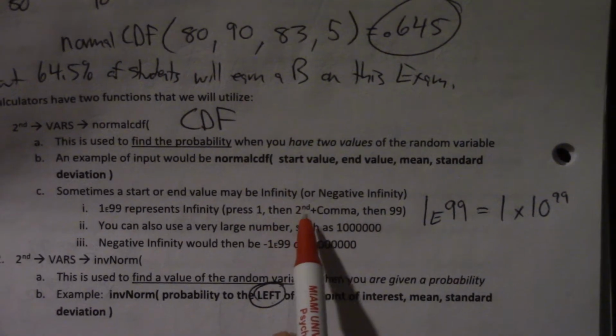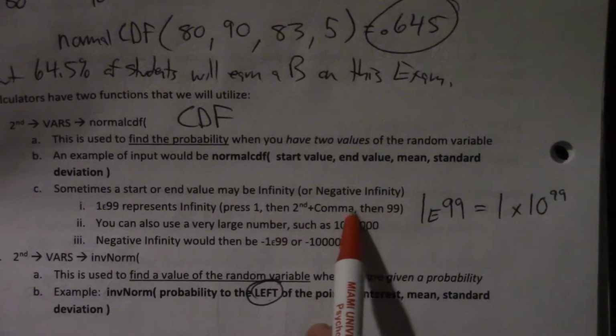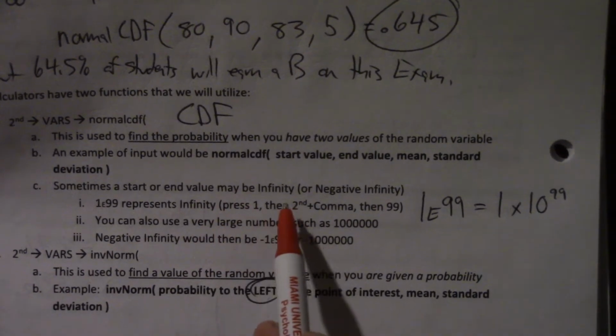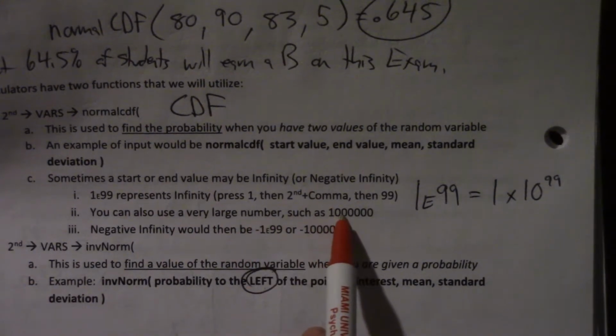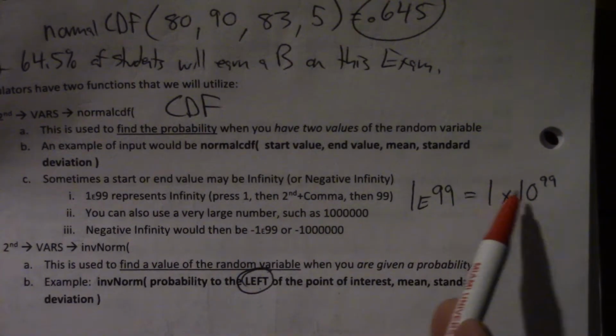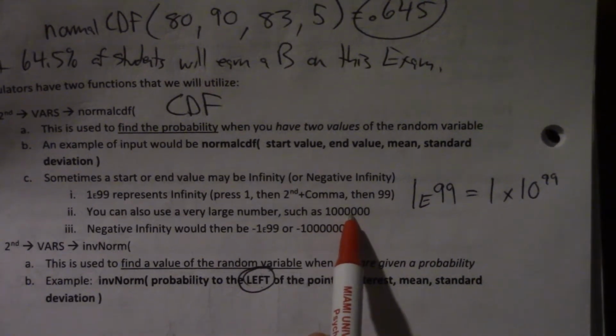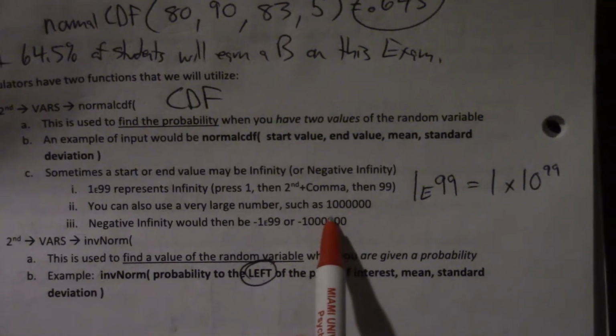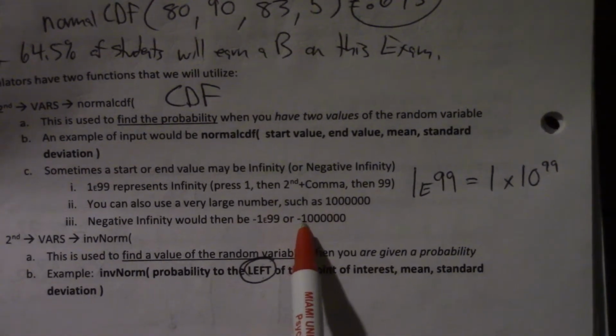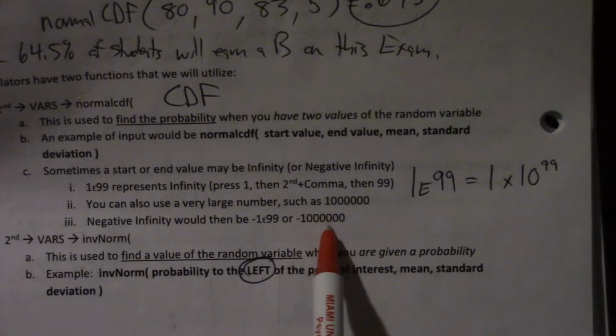Okay. So I give you some instructions to enter the E, but my suggestion is just use a really big number. You don't have to have 99 zeros, just put in a bunch of zeros. If you wanted a negative infinity though, then you'd have to put in a very negative number.